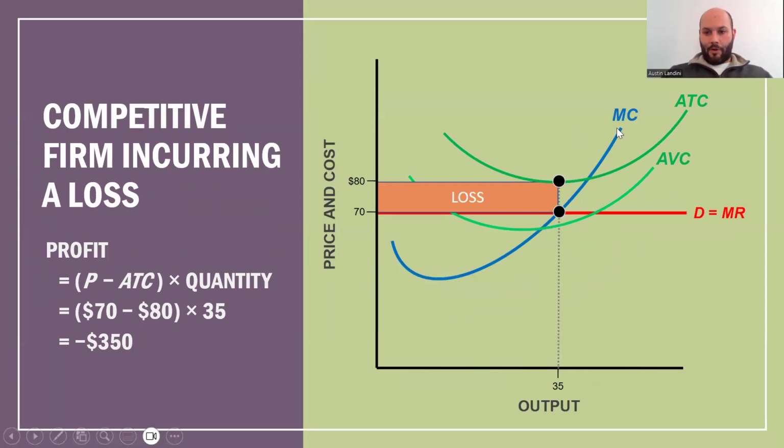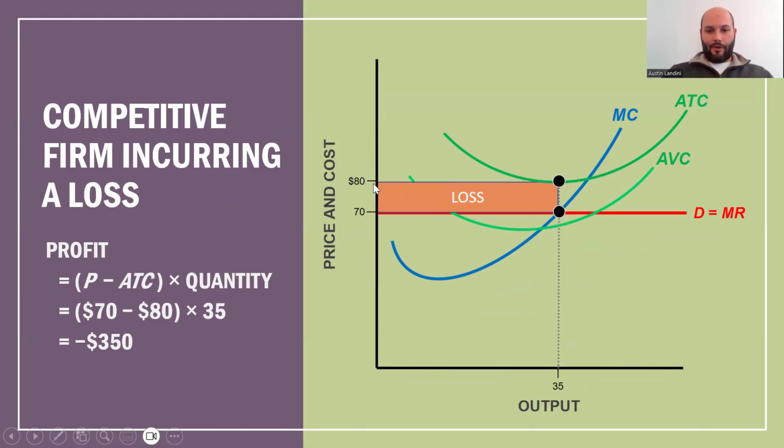All right, what about a loss? Here, MC equals MR at this quantity, 35. The market price is $70. But then we can see that the average total cost of producing 35 units is all the way up here at $80. So in this case, the competitive firm is producing at a loss.